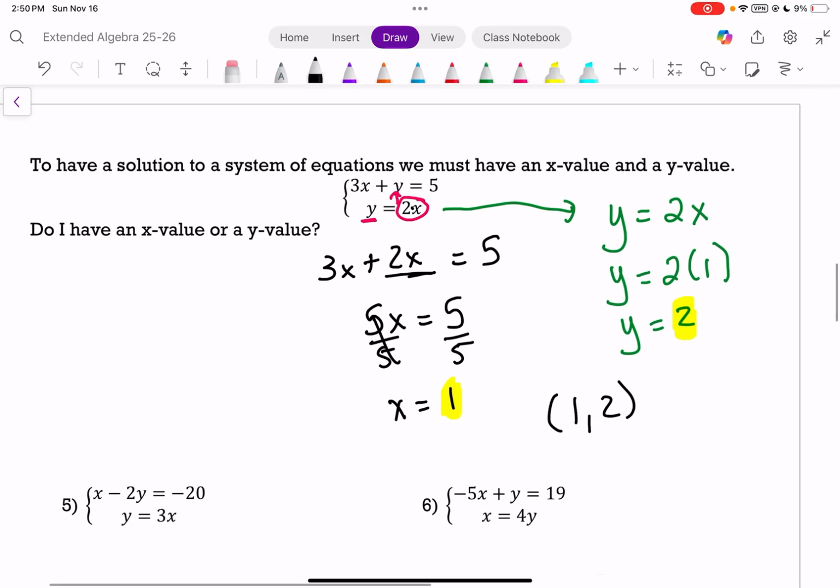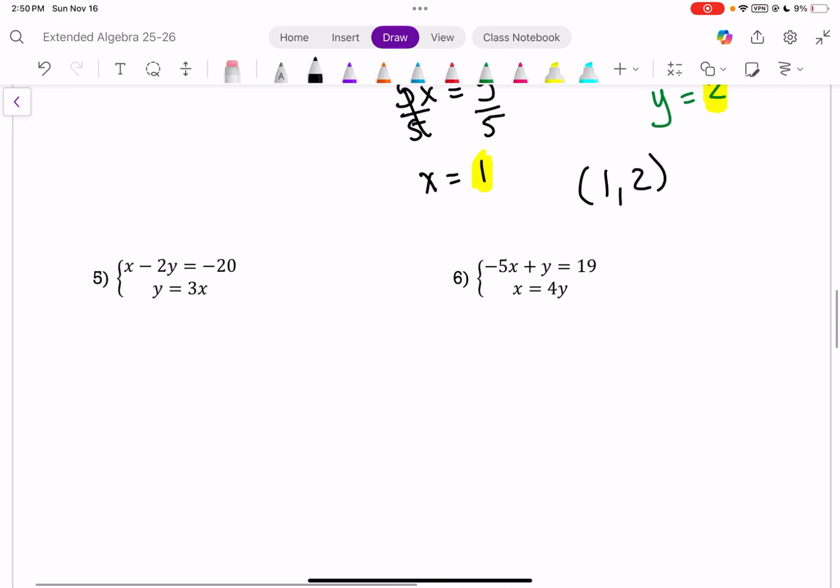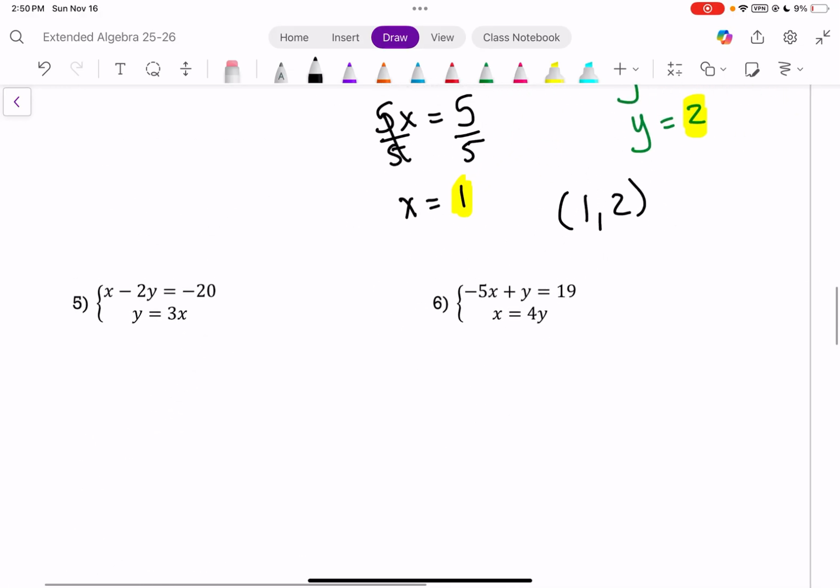Okay, these are a little bit difficult, so it may take a little bit more practice, but we'll get through them. So if we look at question number 5 here, we have a y equals, so we're going to go ahead and replace the y in the other problem. So I would have x minus 2 times 3x equals negative 20. So all I did was take that top equation, and where y was, I replaced it with 3x.